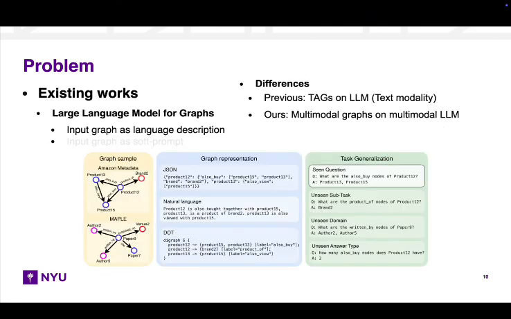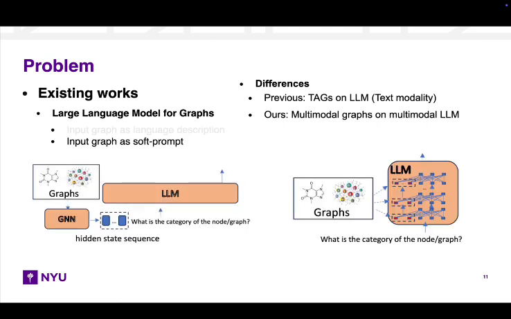And for LLMs for graphs, we have another line of work where the input graph is given as a language description and/or as a soft prompt. The difference is that these are text-attributed graphs on LLMs with only text modality. Ours are multimodal graphs on multimodal LLMs.